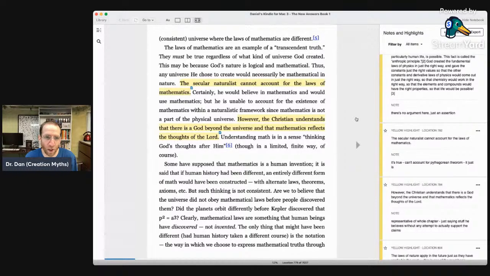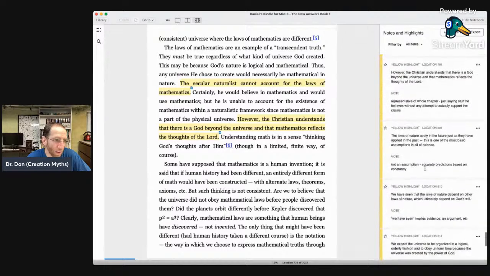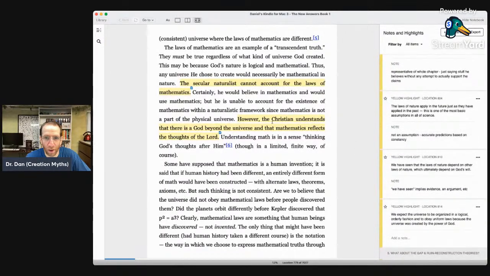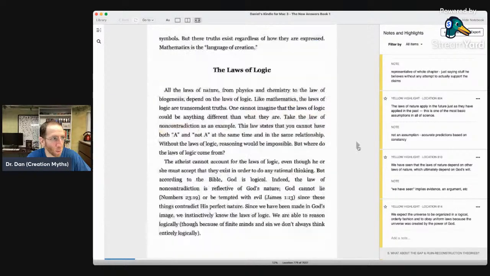Presumably, in any universe that has triangles, you would have the Pythagorean theorem. Maybe I'm wrong. Maybe you could have a universe where that's not the case. I don't know. But I don't think the laws of mathematics have to be accounted for, right? Again, it strikes me as, hey, those idiots, they can't explain any of this, right? However, the Christian understands that there is a God beyond the universe, and the mathematics reflect the thoughts of the Lord. Okay, so that is a pretty nice encapsulation of this whole approach here.